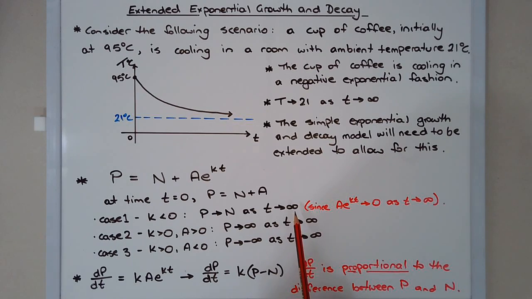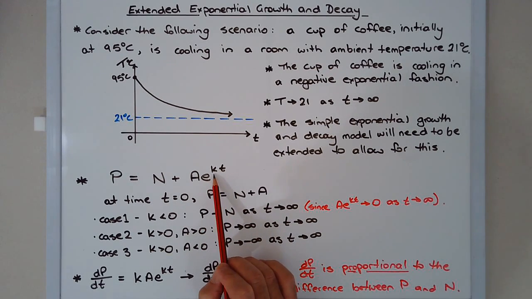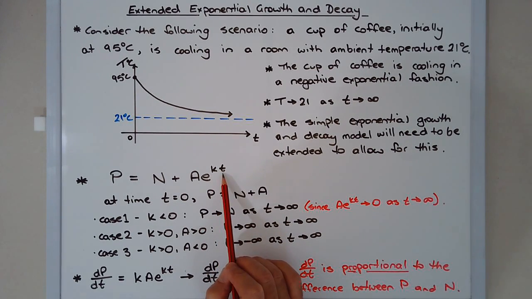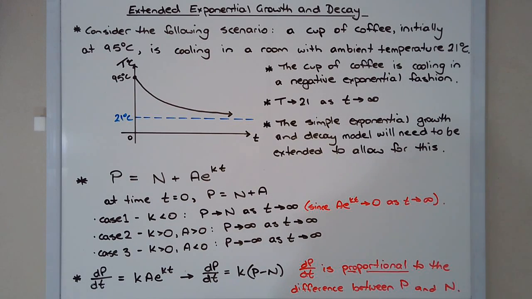P approaches n as t approaches infinity. And this is because A e to the power of kt approaches 0 as t approaches infinity. So just imagine k is a negative number, t is a really, really big number. So you have an index that's, for example, negative a million or negative a billion. So think of a really, really tiny number. So a negative with a really big number after it. E to the power of that number is very close to 0. So this term effectively becomes 0. So we end up with just P equals n, or P approaching n.